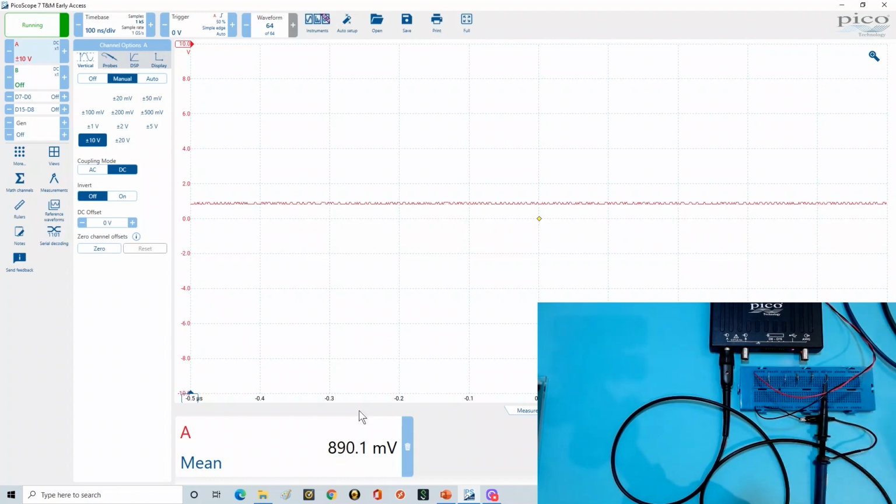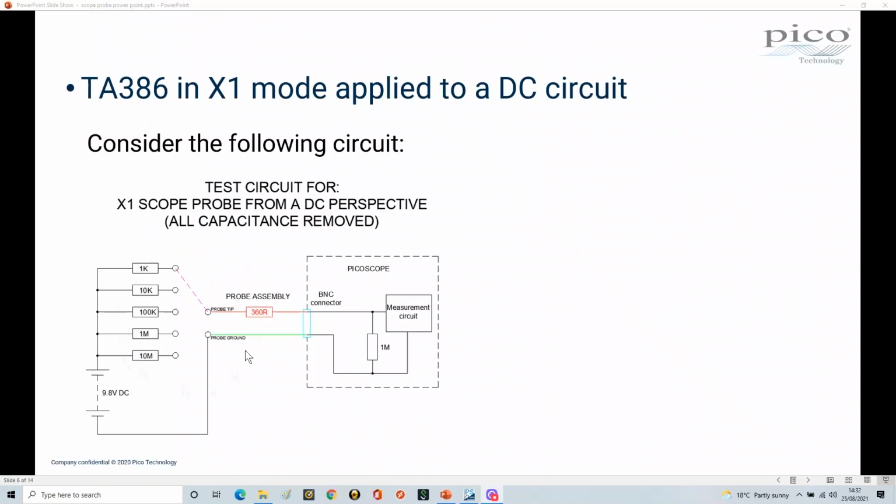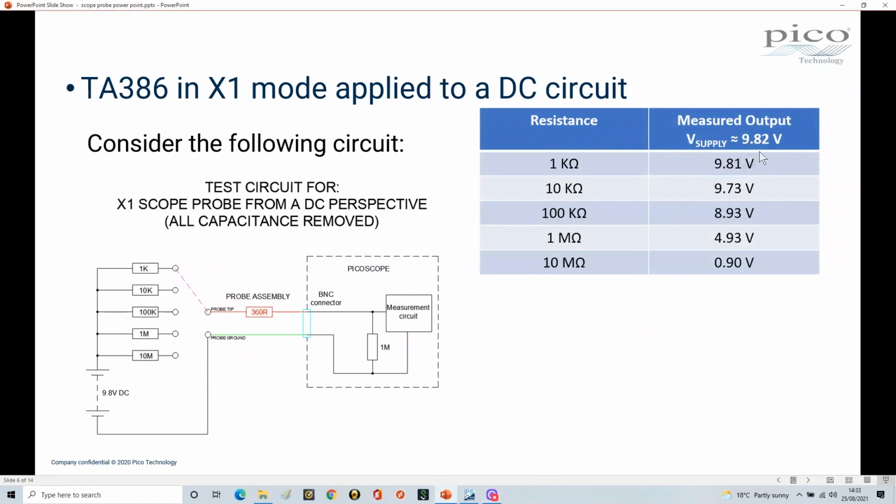So let's have a look at what's happening. Let's go back to our presentation. This is the test we've been doing, and I've tabulated those results. You can see that there's our supply voltage of approximately 9.82. I did fill this in earlier on, so these numbers may vary a little bit from what we just went through, but it's just to get the table done.